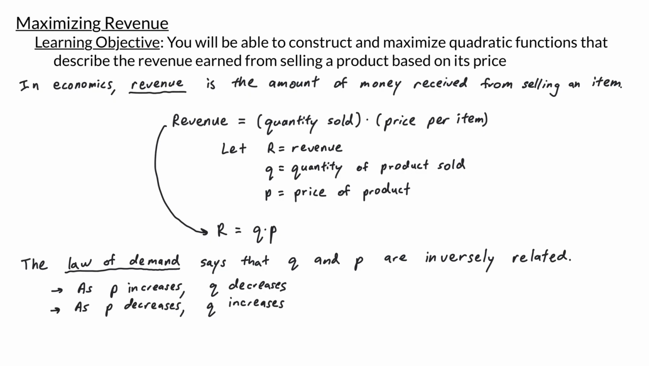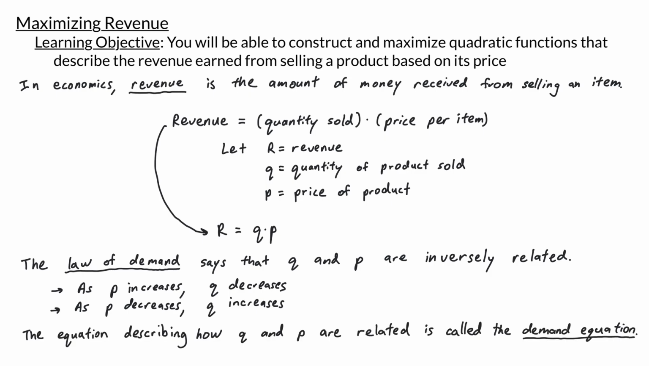In order to maximize our revenue, we'll need to know exactly how these two quantities are related. The equation describing how these quantities are related is called the demand equation. Companies that sell products usually have market research teams that figure out how much customers are willing to pay for their products. They take that information to determine the demand equation. What we'll do next is look at some examples of maximizing revenue when we are given this demand equation.